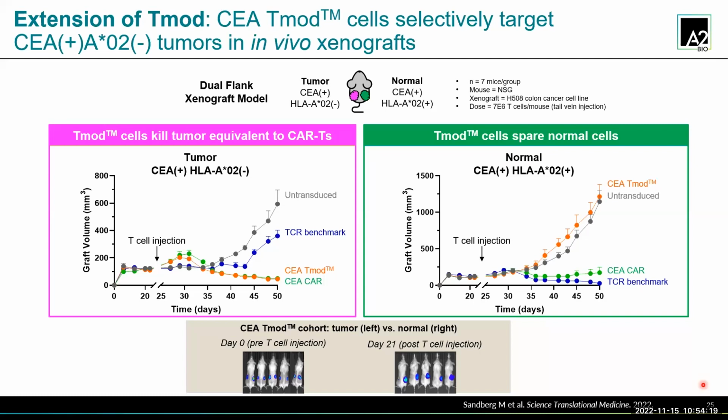So in a similar dual flank model here using endogenous CEA expressing H508 xenografts, CEA TMOD, shown in orange here, is able to clear tumor cells just as efficiently as the CEA CAR alone, whereas it's able to spare killing of the normal grafts, unlike the CAR or the benchmark. Here we use the Rosenberg's CEA A2 restricted TCR, which clears only A2 positive xenografts, but is unable to kill A2 negative xenografts.